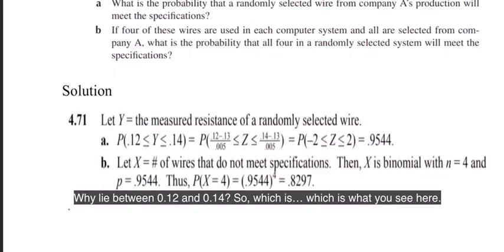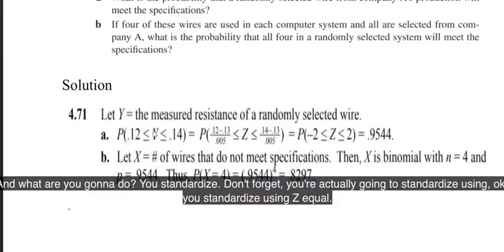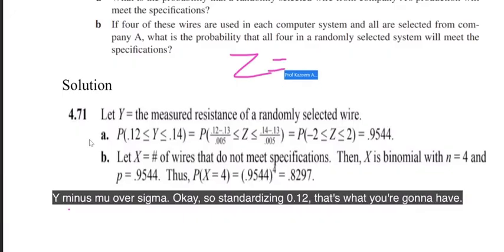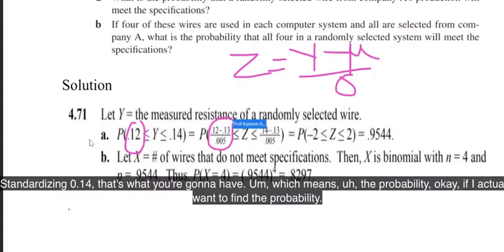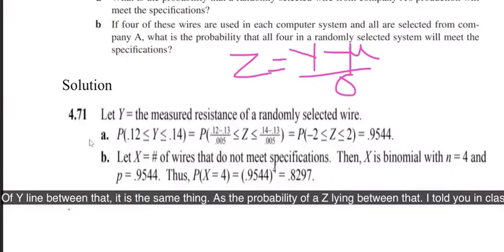So which is what you see here. And what are you going to do? You standardize. Don't forget, you standardize using Z equals Y minus mu over sigma. So standardizing 0.12, that's what you're going to have. Standardizing 0.14, that's what you're going to have. Which means if I want to find the probability of Y lying between that, it is the same thing as the probability of Z lying between that.